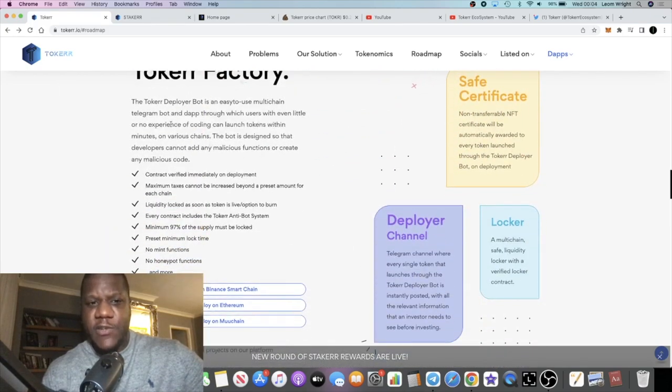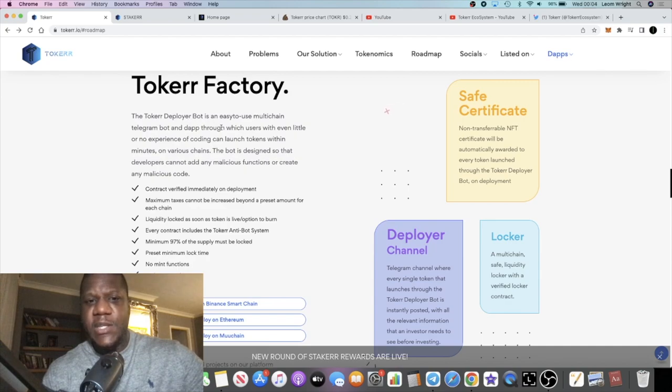Or is it the Tokerr Factory, right? So the Tokerr deployer bot is an easy-to-use multi-chain Telegram bot and dApp through which users with even little or no experience with coding can launch tokens within minutes on various chains. The bot is designed so that developers cannot add any malicious functions or create any malicious code.